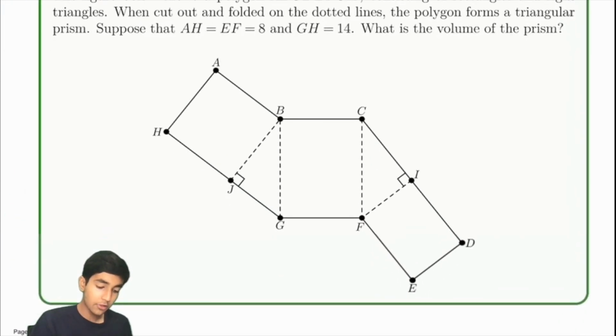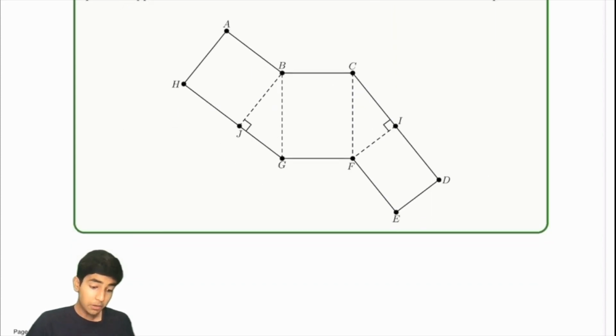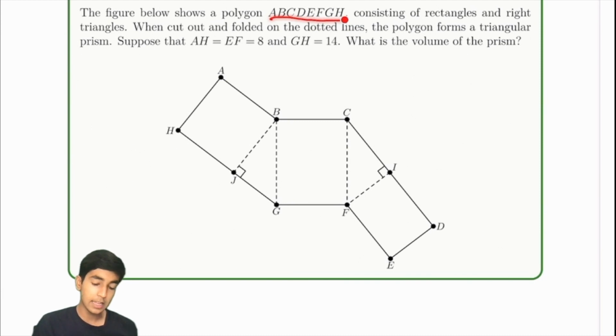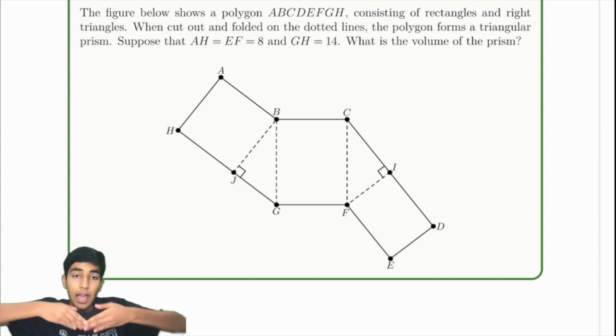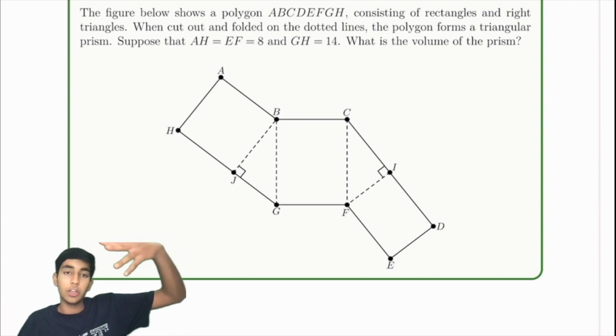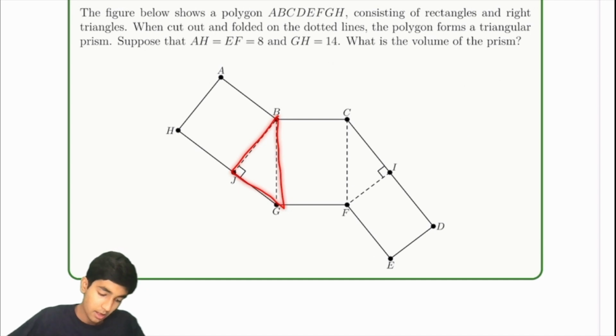Okay, now let's try an example that is prisms. The figure below shows a polygon A, B, C, D, E, F, G, H, consisting of rectangles and right triangles. So this is a net, and a net is just basically, if I take apart some 3D object and open its faces, that will form a net. So you can fold it into the 3D object. When cut out and folded along the dotted lines, the polygon forms a triangular prism. So a prism with a triangle as its base.